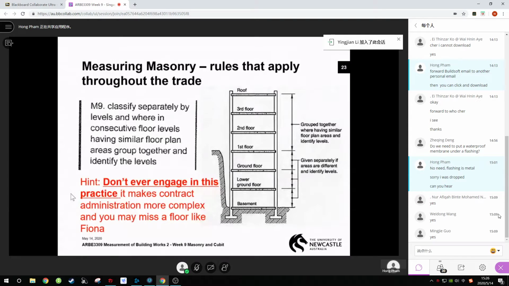It was a 10-storey car park, and she missed a level out because she combined the similar levels, lost count, and missed one out. She was what's called a char. I was a char when I first started off in the industry too. And that's a person that works for other quantity surveyors.